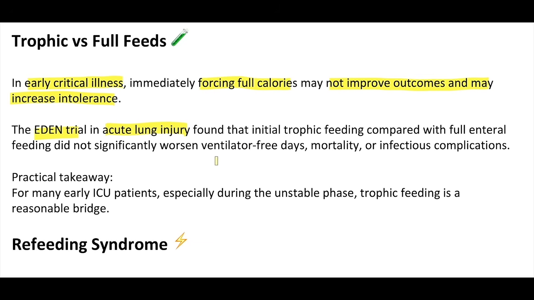But anyways, the EDEN trial looked specifically at patients with acute lung injury, so take that for what it's worth. But they found that initial trophic feeding, right, those slow, quote-unquote, trickle tube feeds, compared with full enteral feeding, did not change ventilator-free days, mortality, or infectious complications. So practically speaking, for many ICU patients, especially during that acute phase, trophic feeding is probably reasonable rather than trying to slam them with full feeds right away.